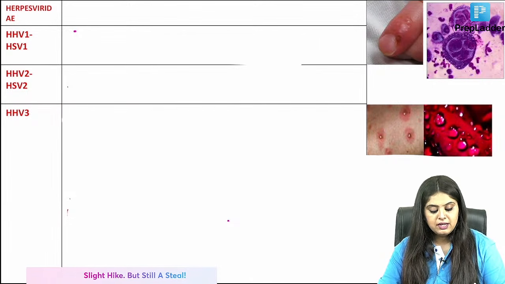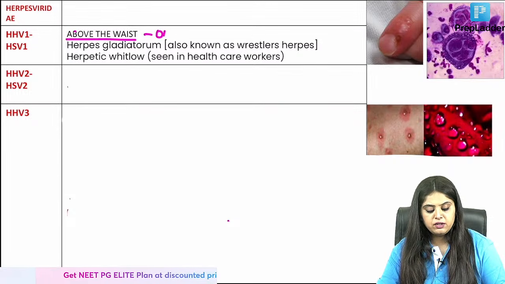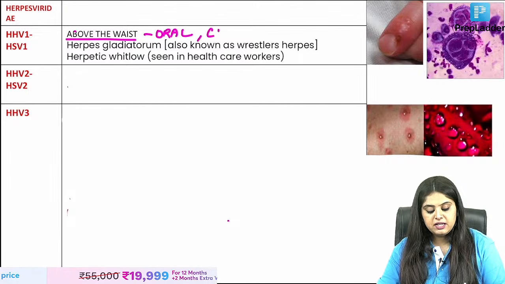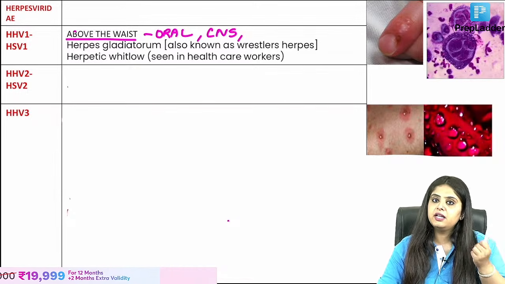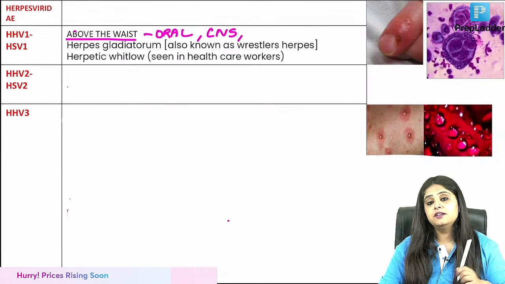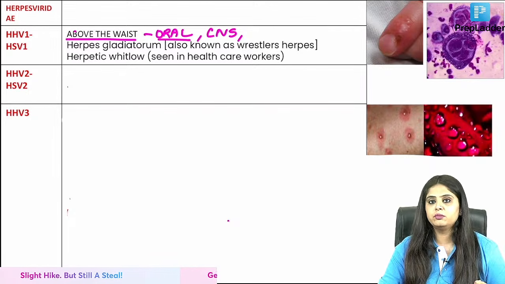So if I say I am going above the waist, what all is going to come to your mind? If they ask you where you see oral lesions, obviously, ma'am, oral lesions are seen with HSV1. If they ask about neural involvement, CNS, brain for everyone, I hope is above the waist, so that is going to be HSV1. If they say buccal mucosa, oral, that is also HSV1.